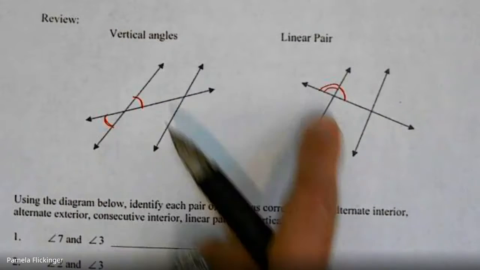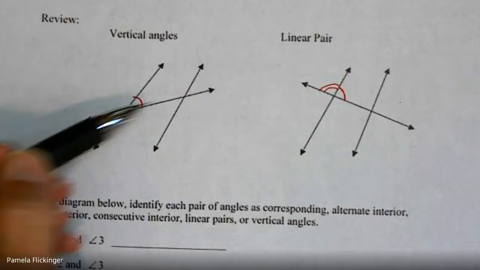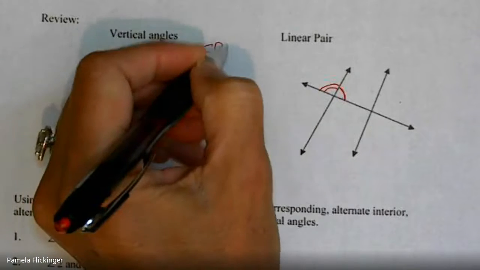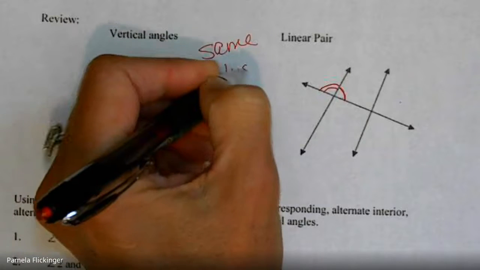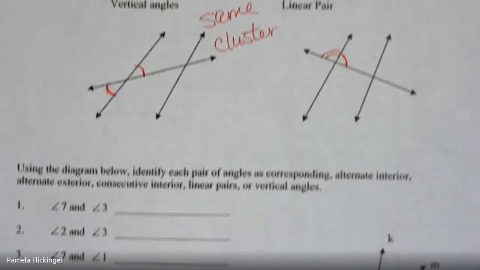Again, I intentionally did them different because most of the time, those are not the same measure. Vertical angles are always congruent, linear pairs are not. But these are in the same cluster. In order to have our new 4 relationships, corresponding, alternate interior, alternate exterior, and consecutive interiors, you're going to have 1 angle in each of the 2 clusters. So let's take a look.